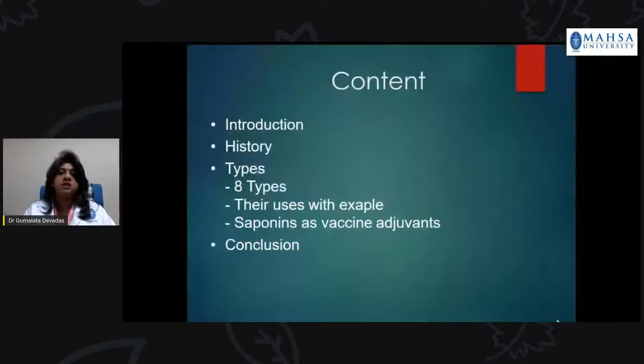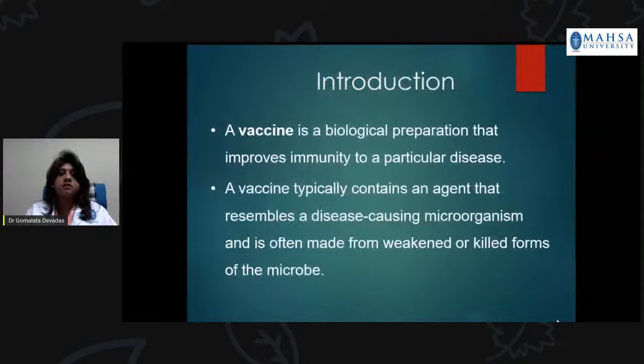What is the importance of vaccination? Let me introduce the history of vaccination, the types of vaccination, and then the conclusions. Vaccination is a biological preparation that improves immunity to a particular disease. A vaccine typically contains an agent resembling a disease-causing microorganism, often made from a weakened or killed form of the microbe. So that's the vaccination.